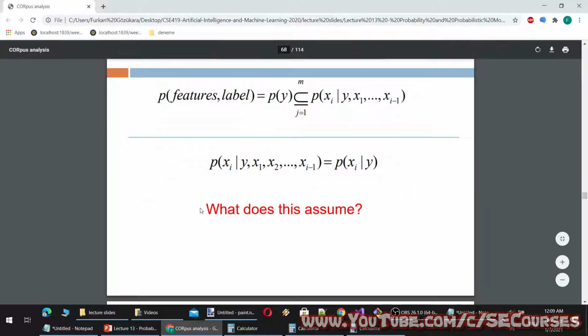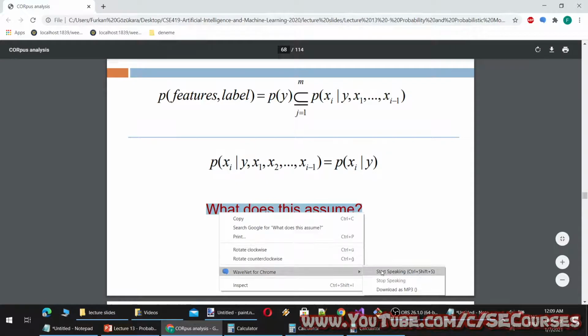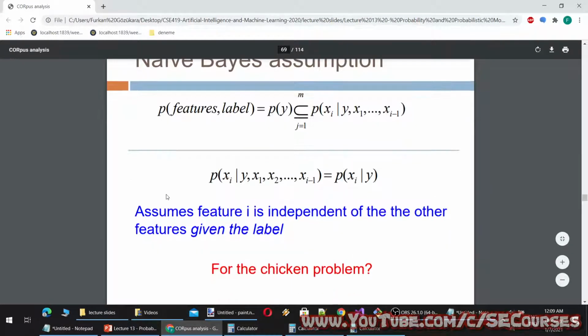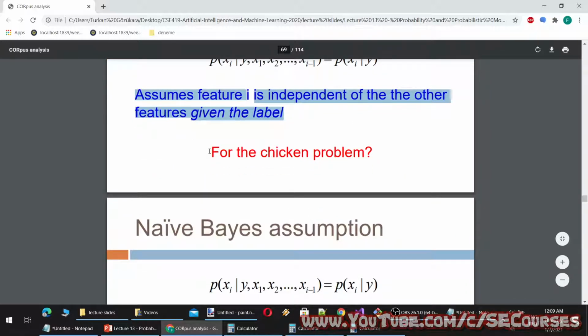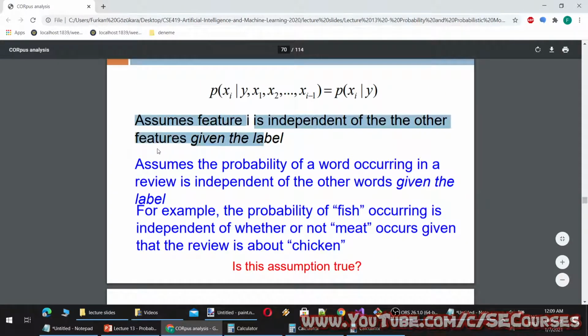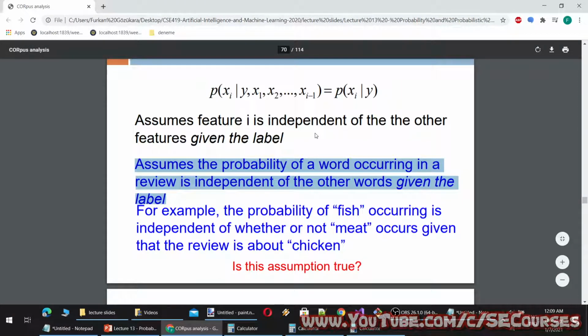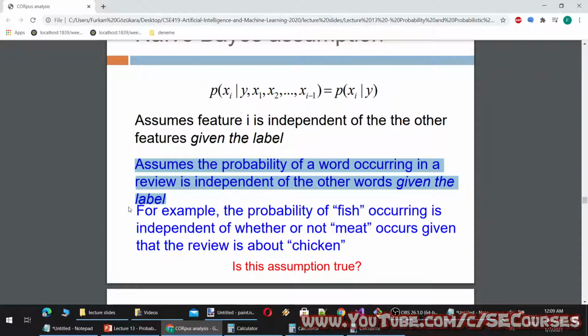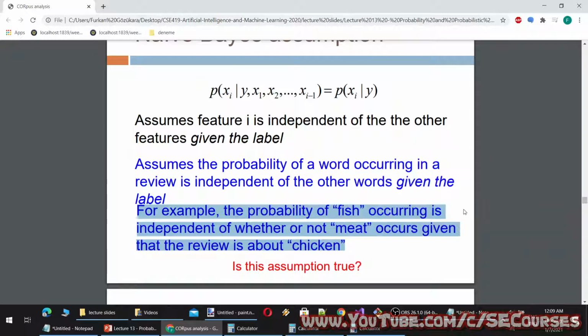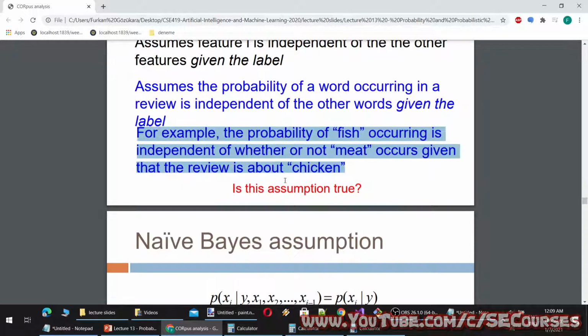Naive Bayes assumption. Okay, what does this assume? It assumes feature i is independent of the other features given the label. It assumes the probability of a word occurring in a review is independent of the other words given the label. For example, the probability of fish occurring is independent of whether or not meat occurs, given that the review is about chicken. Is this true? I think not.